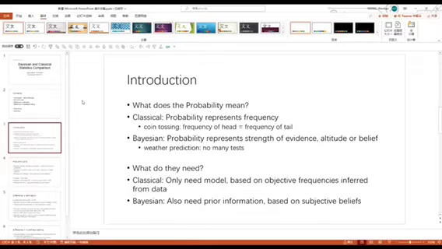Actually, in the Bayesian view, probability represents the strength of evidence, attitude, or belief. That is to say, when we say the probability of rain is high, we have much data and evidence, so we have a high likelihood to believe that tomorrow will rain. That is the idea behind Bayesian statistics. So from that interpretation, what do we need for these two methods?